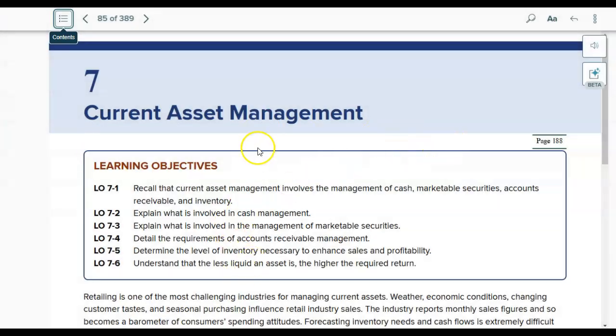Flipping forward to chapter 7. In chapter 7, we are talking about how we manage current assets themselves. By the end of the chapter, you want to be able to recall that current asset management involves the management of cash, marketable securities, accounts receivable, and inventory. Those are the largest and the most important ones on most organizations' balance sheets. Explain what is involved in cash management, all the different ins and outs.